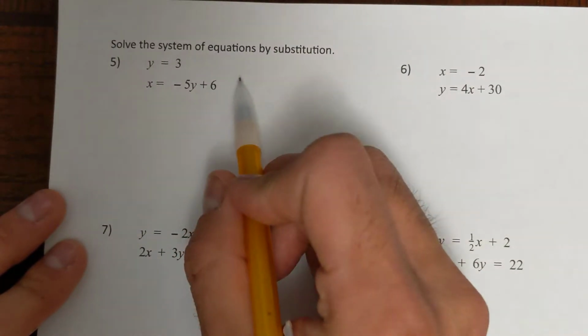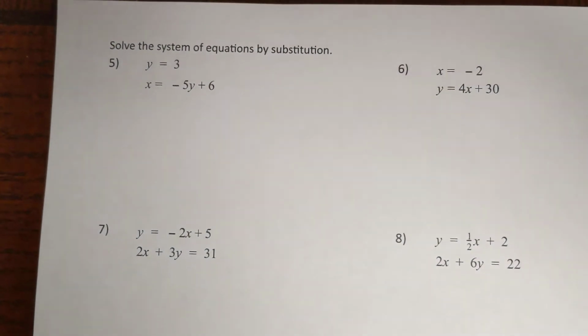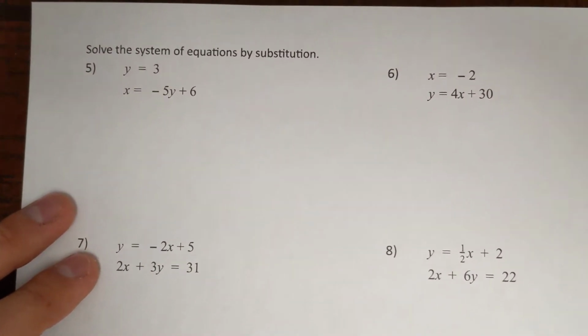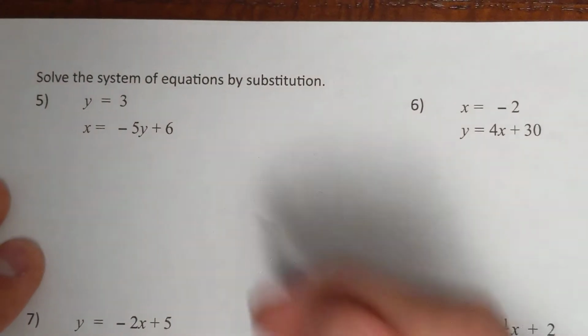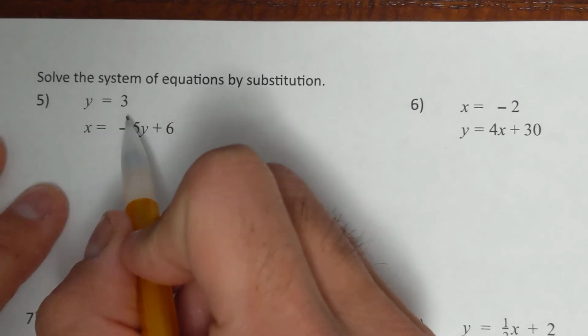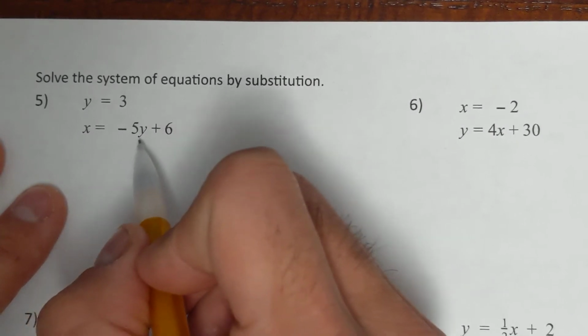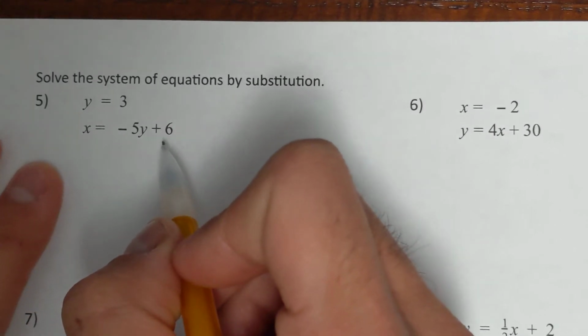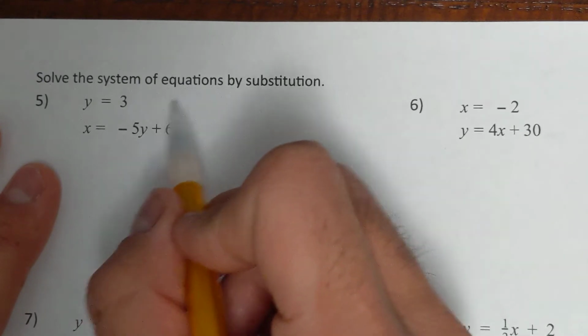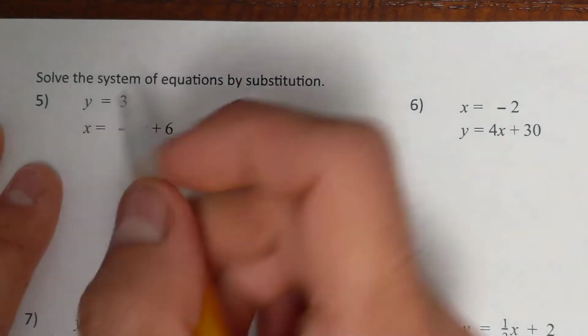Solve the system of equations by substitution. Alright, so I'm going to focus in on number 5 first. It's telling me that y is equal to 3 and x is equal to negative 5y plus 6. So our goal in systems of equations is to figure out what x and y are equal to.